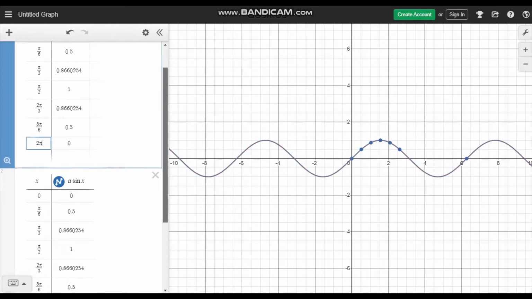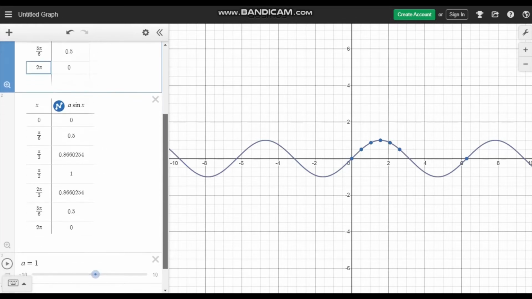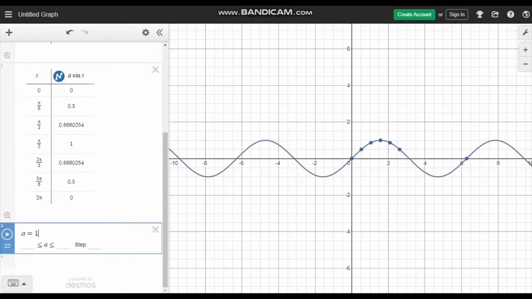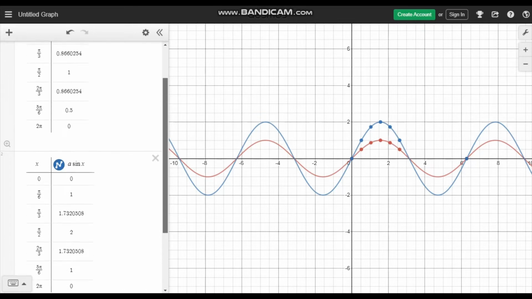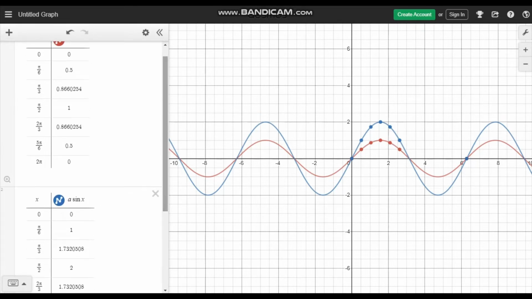Now, what happens if we change this a value? What if instead of a being 1, we changed it to a being 2? Look what happens to the graph. In order to understand what happens to the graph, let's look at what happens on the table. So again, it's multiplying by 2.